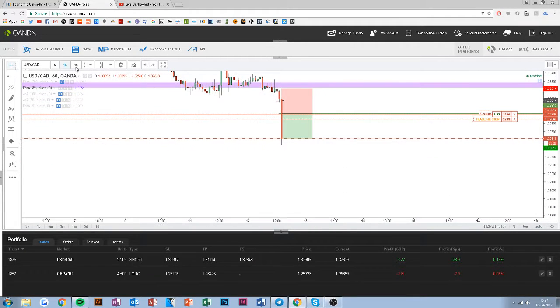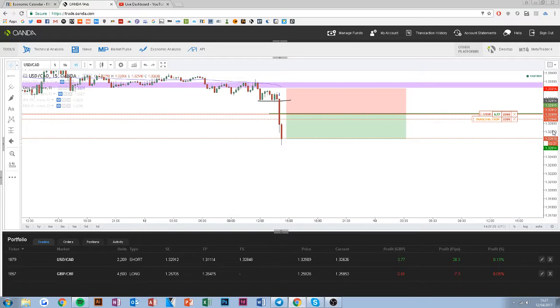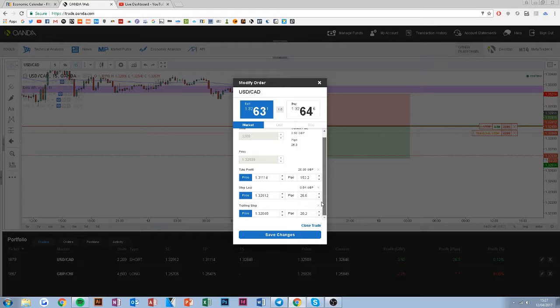But this trade has worked out nicely. I'm happy with it. I've banked some cash. The trailing stop is following it. It's all good.